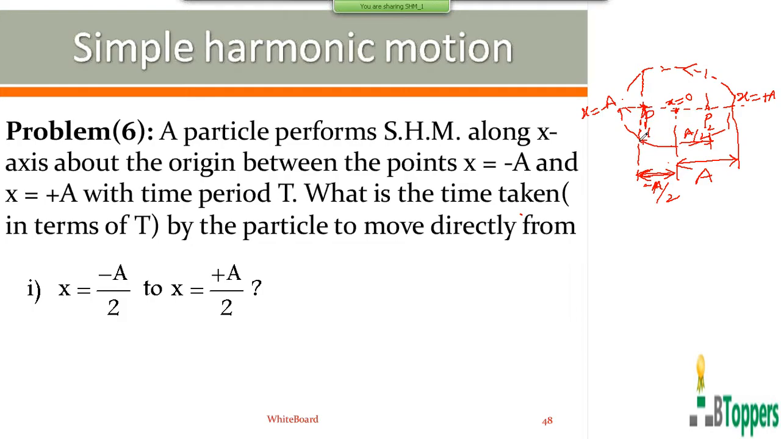Therefore, let us consider the particle in uniform circular motion. The particle in uniform circular motion moves from the point P to the point Q on the circular path. The projection of the particle on one of the diameters moves from P1 to P2. So we can find this angle. Let us call this angle alpha.